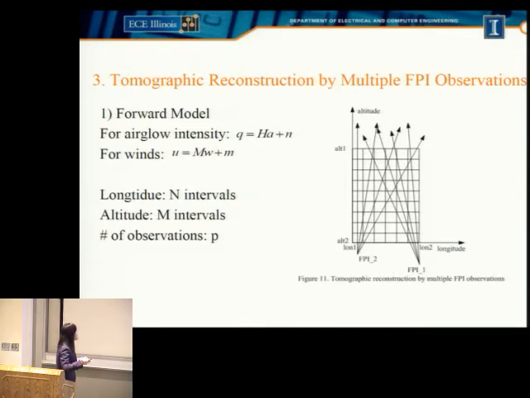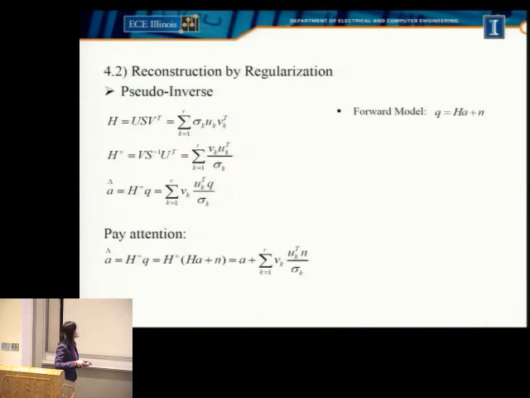The Q is our observation vector, the H is the weighting matrix, the A is the airglow profile, that is also what we want to reconstruct, and N is the noise. Same thing here for winds. So a very intuitive way to invert this problem is by Fourier inverse. We do the singular value decomposition for the H matrix and Fourier invert it and get the reconstructed one as shown here.